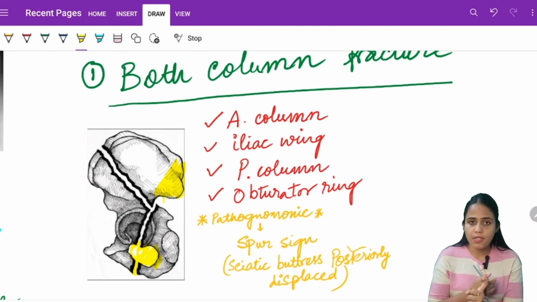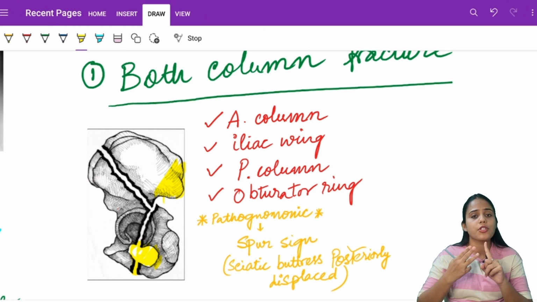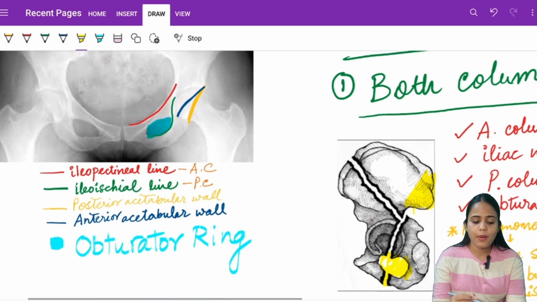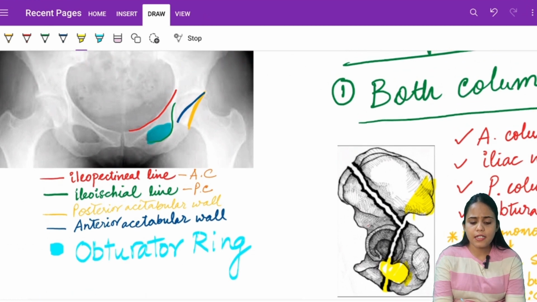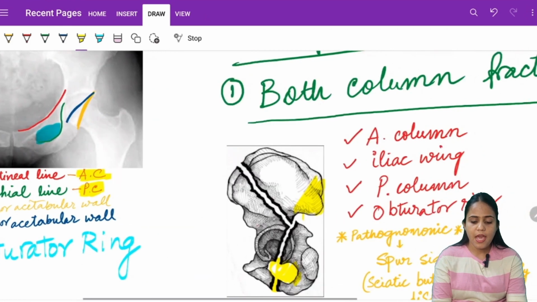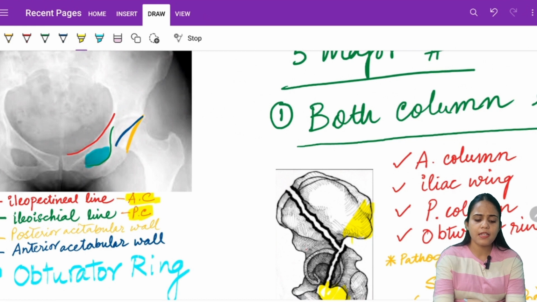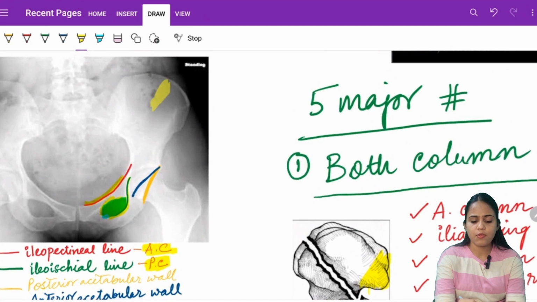So here the anterior column is involved, that extends up to the iliac wing. The posterior column is involved, and it also extends up to the obturator ring. So which of these lines are going to get disrupted? Remember, the disruption of the iliopectineal line is considered equivalent to disruption of the anterior column. Disruption of the ilioischial line is considered equivalent to disruption of the posterior column. Hence, here in both column fracture, there will be disruption of the iliopectineal line. There will be disruption of the ilioischial line. Along with that, the obturator foramen margins will be disrupted, and not just that, you will see that the fracture has extended up to the iliac wings.